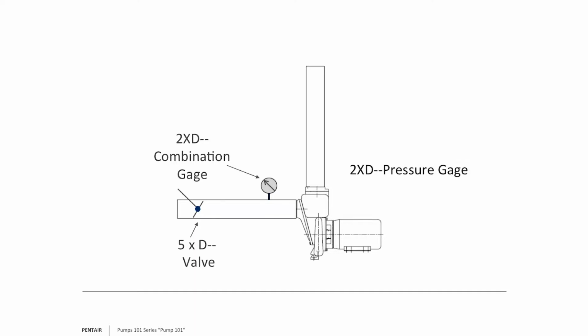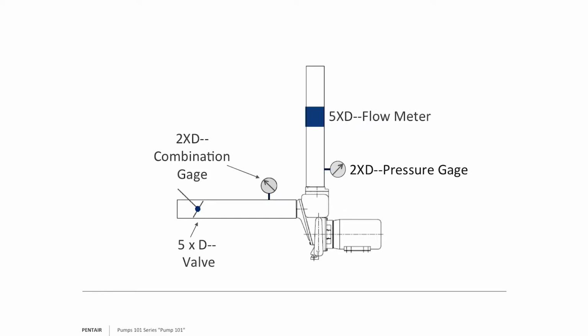Now, coming off of the discharge, 2 times the diameter of the pipe size, we'll have a pressure gauge. What I mean by 2 times the diameter is, for example, if the discharge pipe is, say, 3-inch pipe, so 2 times 3-inch diameter would be 6 inches. About 6 inches above is where we put that pressure gauge.